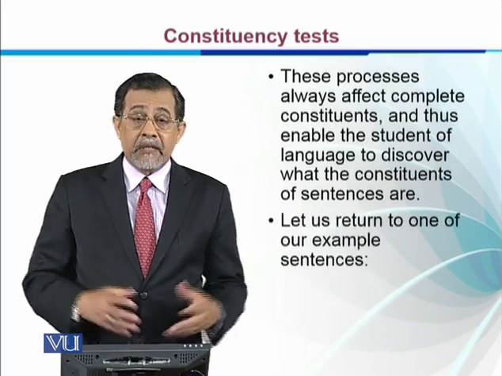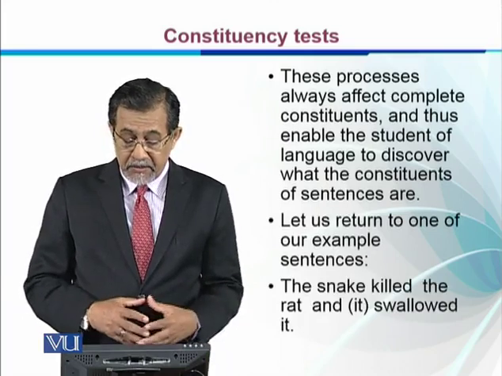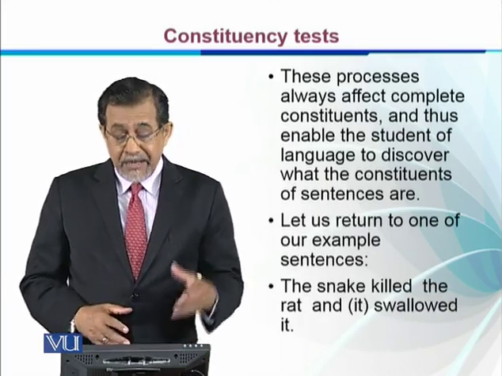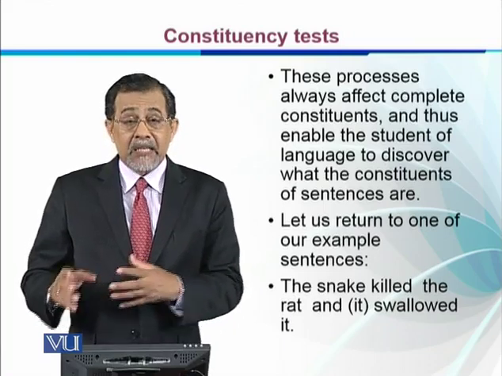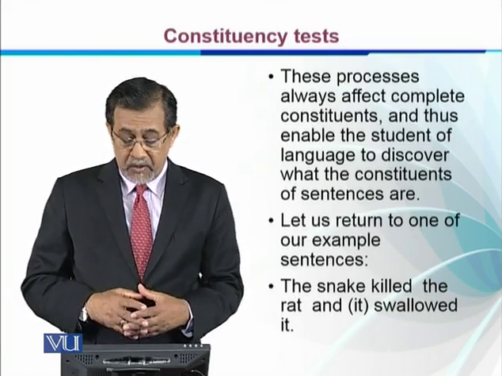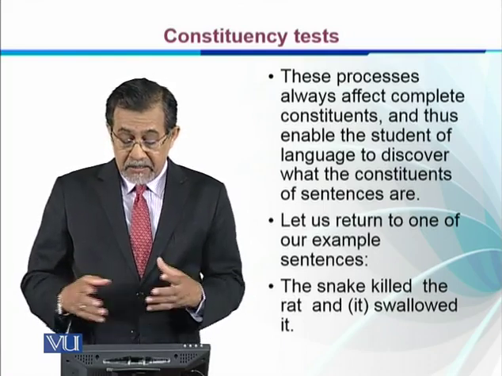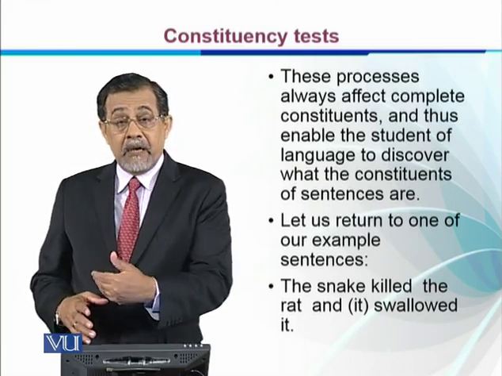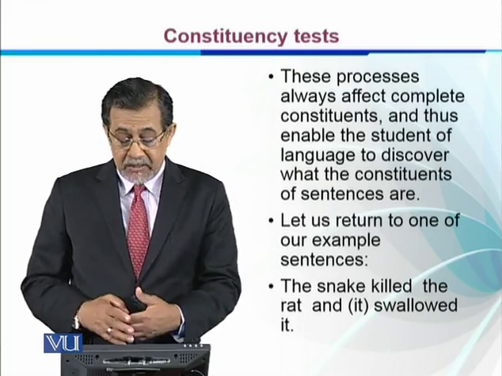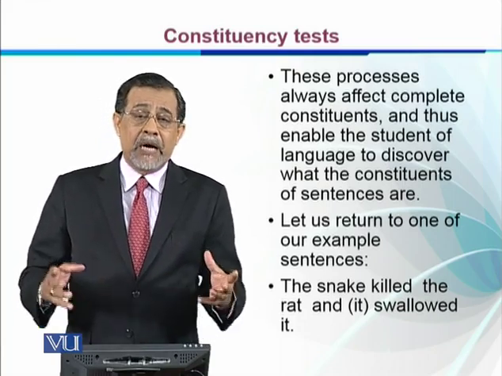So let's take the sentence we have been discussing: The snake killed the rat and it swallowed it. We know that the belongs to snake, not to killed, and the second determiner or article belongs to rat, and similarly swallowed has its noun phrase as it. So every constituent belongs to other words, or else it's alone.